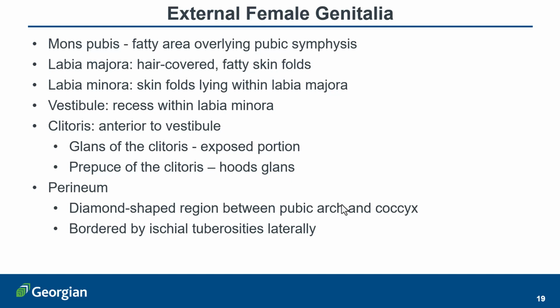and the clitoris has the glans of the clitoris, that is the exposed portion of the clitoris, that would be analogous to the glans penis, and the prepuce of the clitoris, which hoods the glans itself. The bulk of the clitoris, however, is not visible externally, it's embedded internally. The perineum is the diamond-shaped region between the pubic arch and the coccyx and is bordered by the ischial tuberosities laterally.